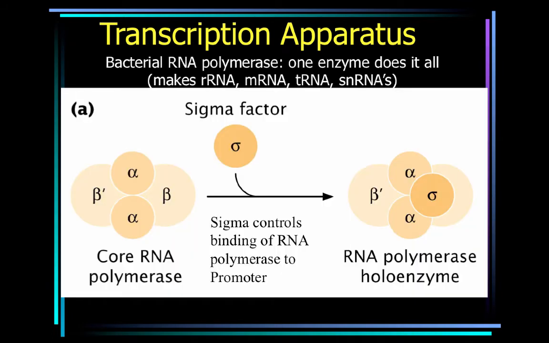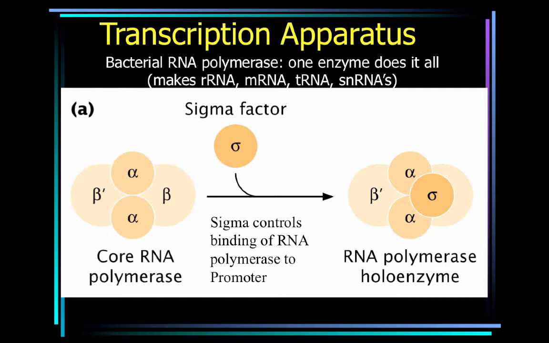All right, so let's take a more directed look at the mechanism associated with transcription, and we can't do that until we look at the apparatus associated with transcription. So in bacterial RNA polymerases, keep in mind one enzyme does it all. So it's going to make messenger RNA, tRNA, and the snRNAs.